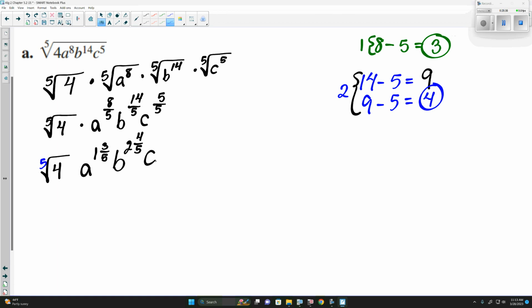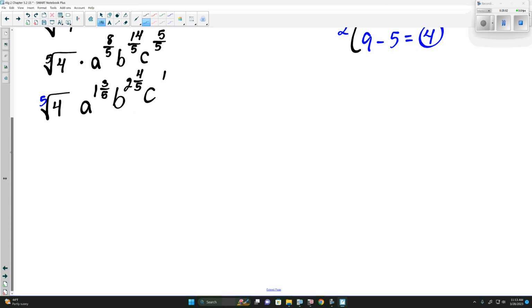For c, to rewrite 5/5 as a mixed number, it would be 1, because 5/5 reduces to 1, so it isn't a fractional exponent. Any questions on how we got to this point here?